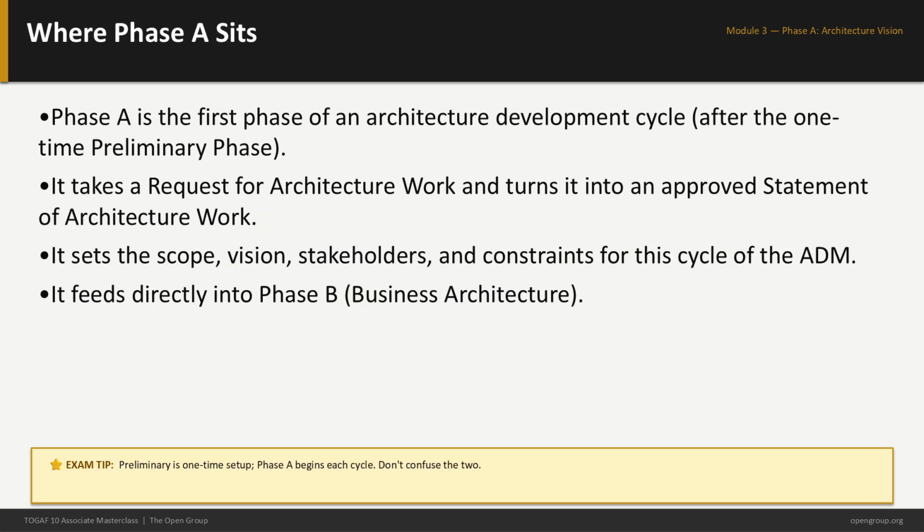Let's place Phase A precisely. It's the first phase of an architecture development cycle, coming right after the one-time preliminary phase. Its job is to take a request for architecture work and turn it into an approved statement of architecture work. Along the way, it sets the scope, the vision, the stakeholders, and the constraints for this particular cycle of the ADM. And it feeds directly into Phase B, where the business architecture work begins. Here's a distinction worth nailing down now: the preliminary phase is one-time setup for your whole architecture capability, whereas Phase A begins each and every cycle. Don't let the exam blur those two together.